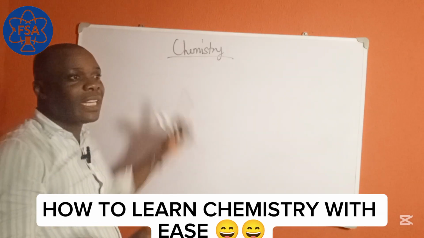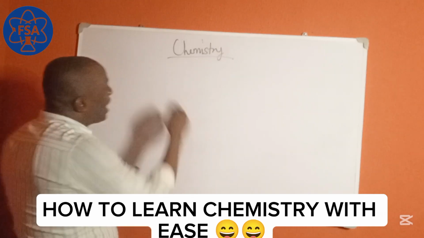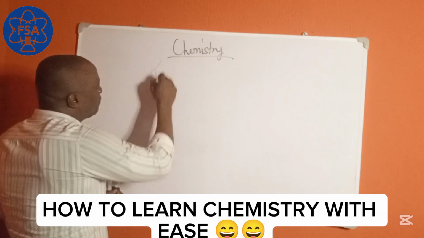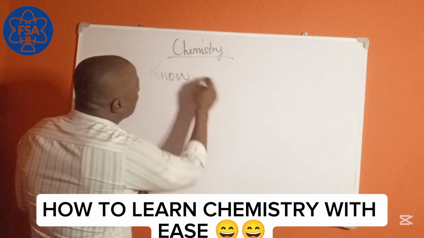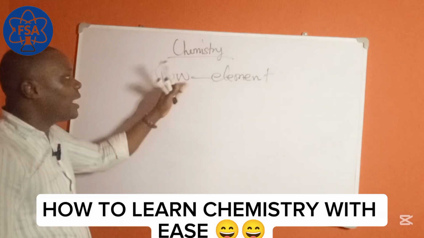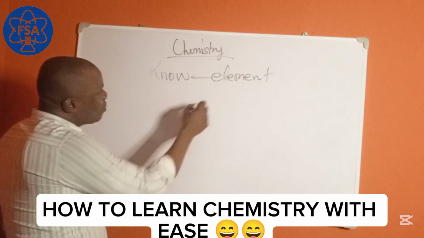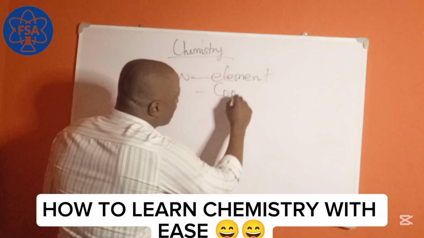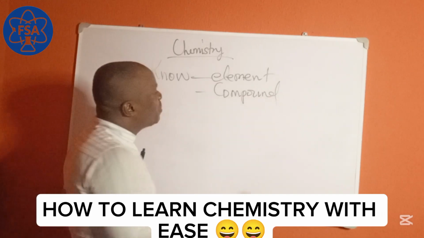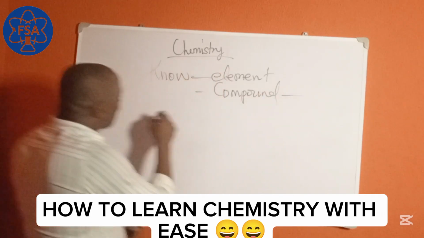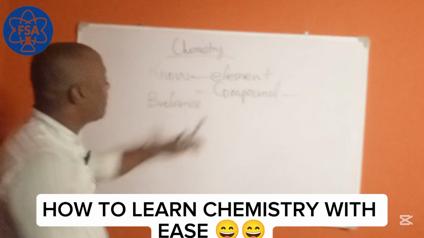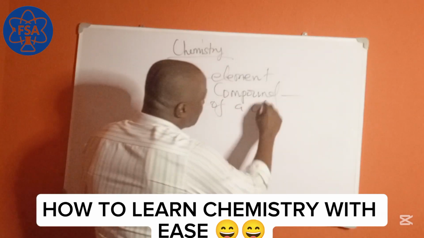The fastest way of understanding chemistry: the basic thing you should have at your fingertips is that you should know the elements. Then, after knowing the elements at your fingertips, you should also know the compounds. Not only knowing the compounds, but you should be able to balance a chemical equation, because once you see a compound, you need to balance the chemical equation.